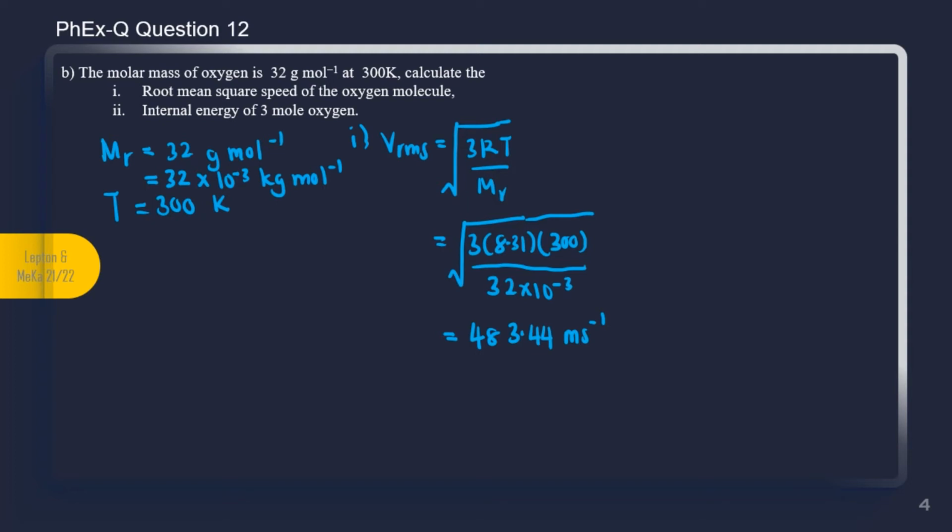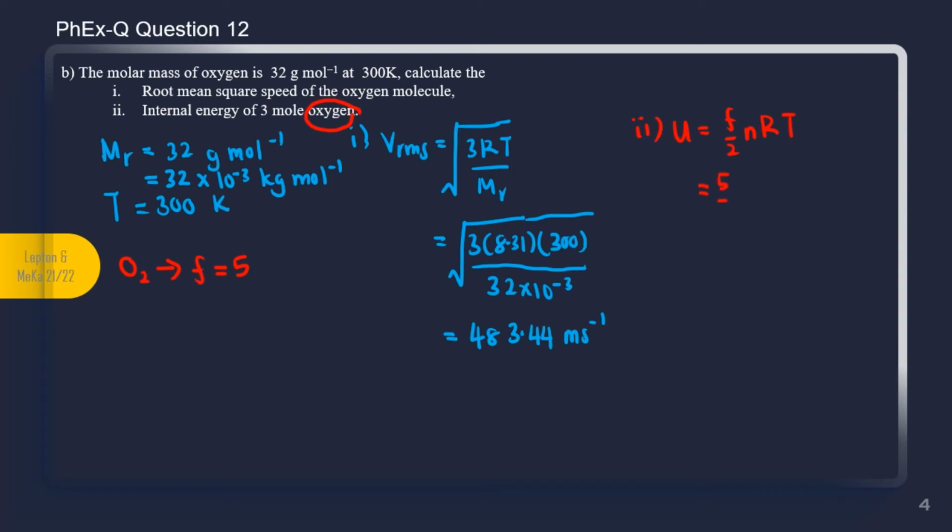Okay, and then the second part of the question, what is the internal energy of 3 mole of oxygen? To find internal energy, the formula is U equal to f over 2 nRT, because we have the number of mole, and we know that oxygen is a diatomic molecule. The atomic notation is O2, which means it has 2 atoms, and the degree of freedom of a diatomic molecule is 5. So use f equal to 5 in our equation.